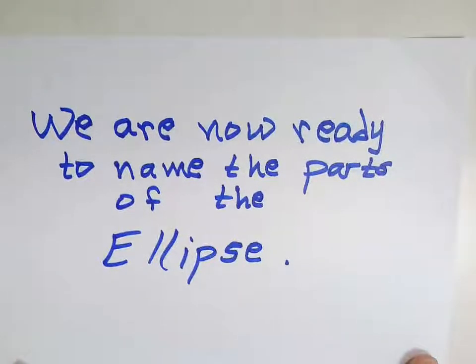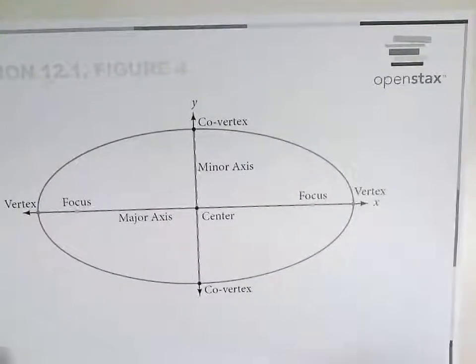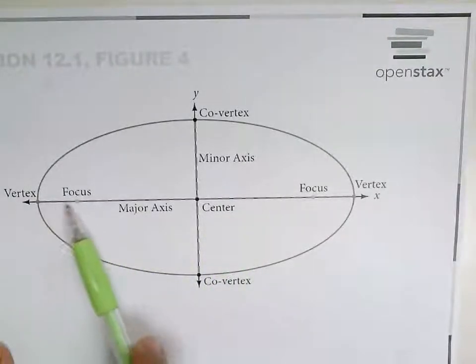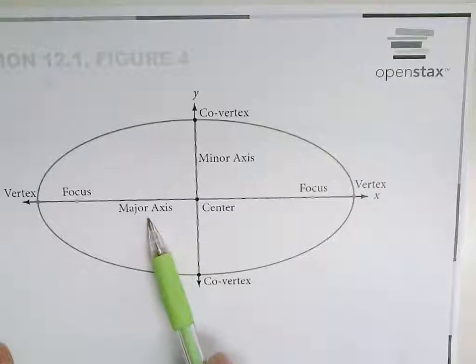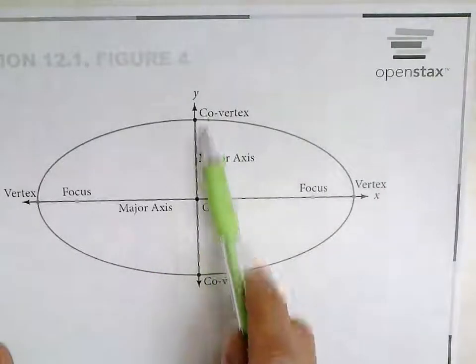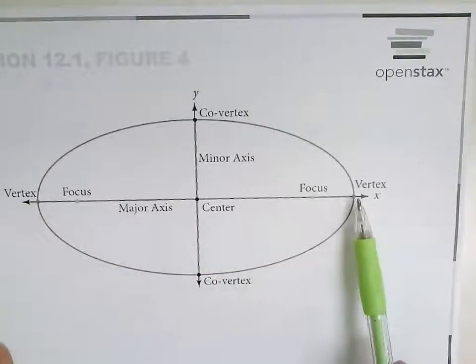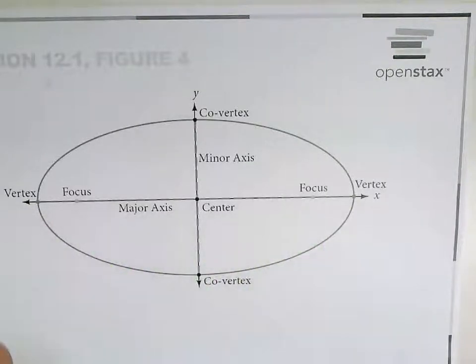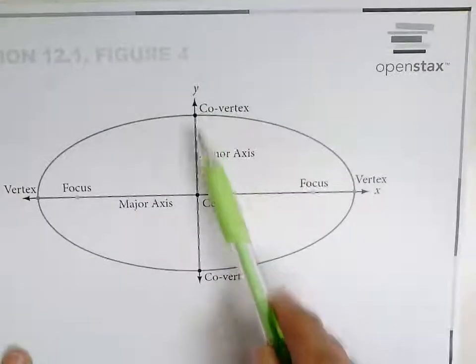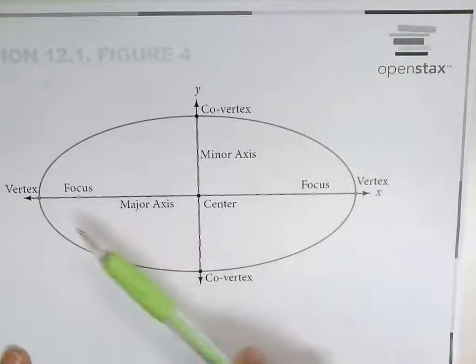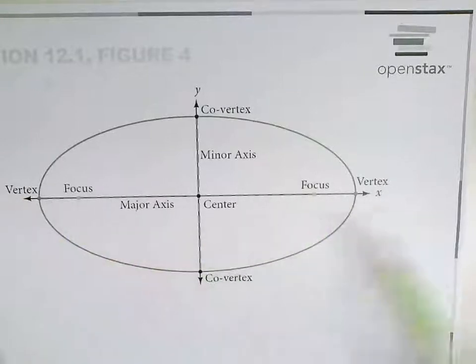We are now ready to name the parts of the ellipse. Here is an ellipse. We have the center. The longer axis is called the major axis. The other axis is called the minor axis. And along the major axis, we'll always have the vertex points and the focus points that we'll talk about later. The other vertices along the minor axis are called co-vertices. But remember that the vertices and the focus points are always on the major axis.